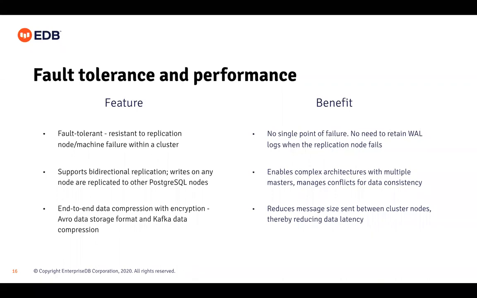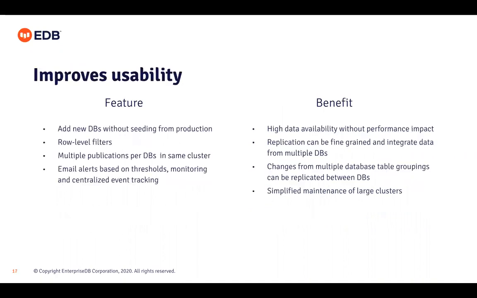We did talk about the end-to-end data compression with encryption, so again, keeping data latency between nodes as low as possible. And from a usability perspective, we also can take advantage of some of Kafka's capabilities, for snapshot purposes, to seed a new database. So if a node goes down, we can bring it back up using the information we have in Kafka. So it doesn't have to impact any of the operating databases to bring up one that might have failed.